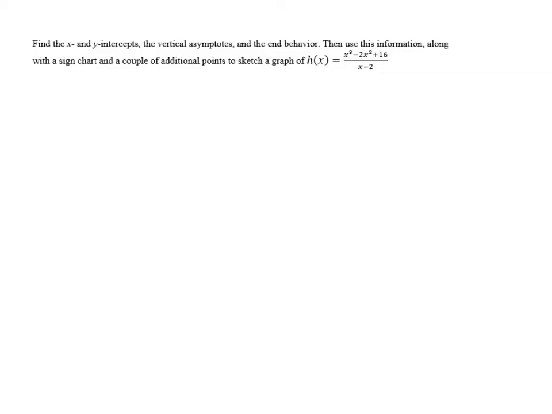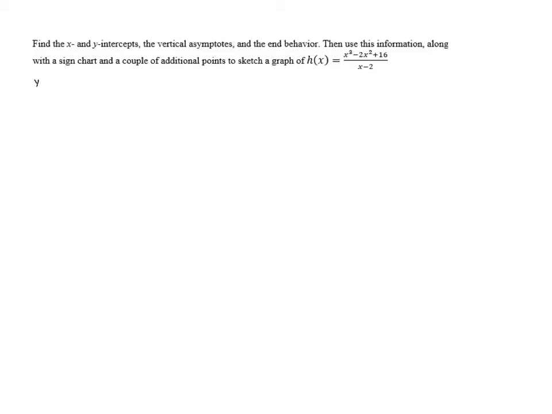Find the x and y intercepts, the vertical asymptotes, and the end behavior. Then use this information along with a sign chart and a couple of additional points to sketch a graph of h of x equals x cubed minus 2x squared plus 16 all over x minus 2.